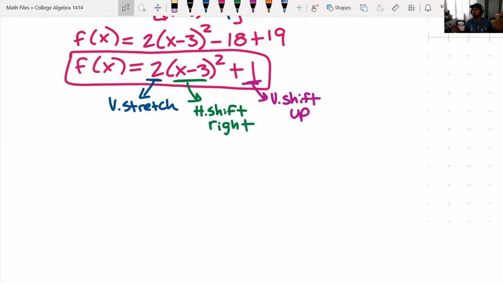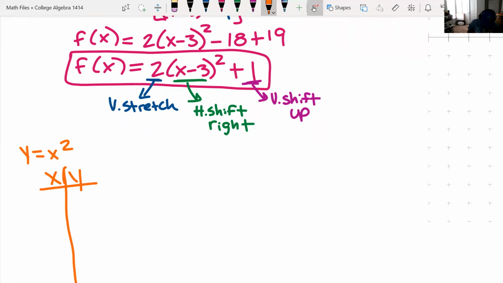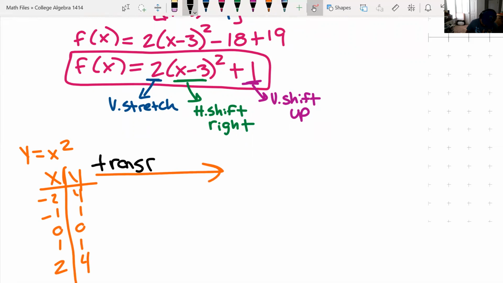Which means we know how to manipulate our parent function now. Because once again, the parent function is x squared. All right, so we have the parent function coordinates again. Now let's transform. We'll start with the x values. We have a horizontal shift to the right by 3 units, which means we'll take our x values and add 3.